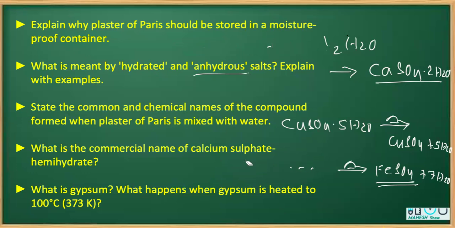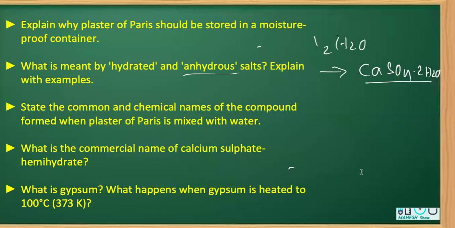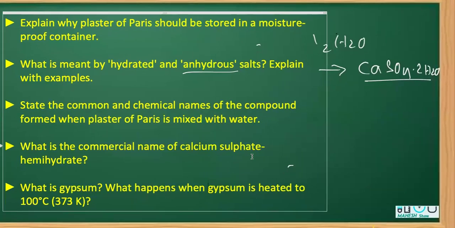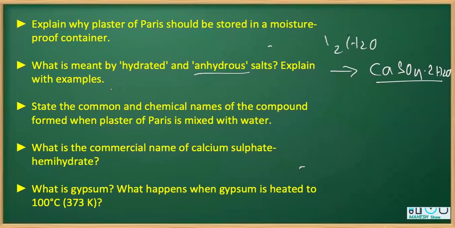Now, if you do more questions in the next, yeah, we are on the third question, right? Coming to the third question. The question here is name the common and chemical names of the compound formed when plaster of Paris is mixed with water. Okay, I have already written this.